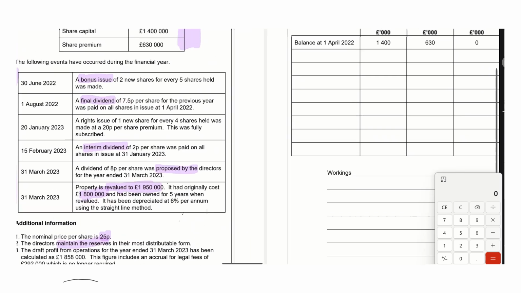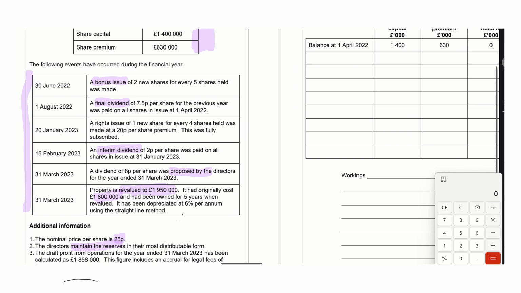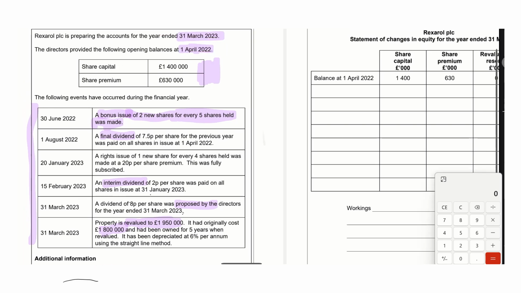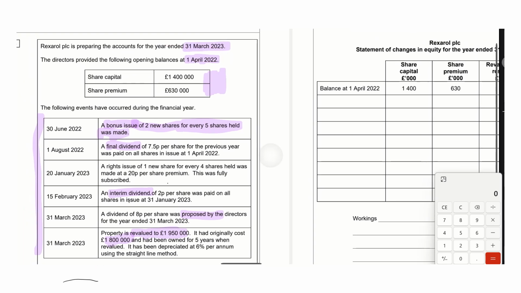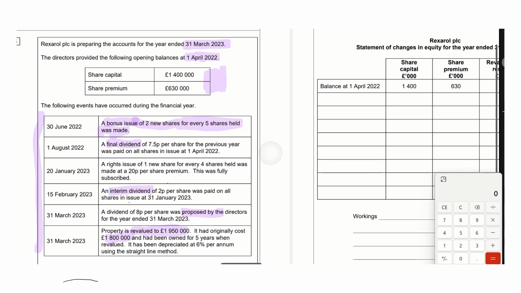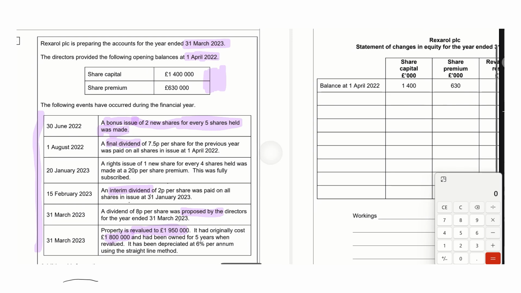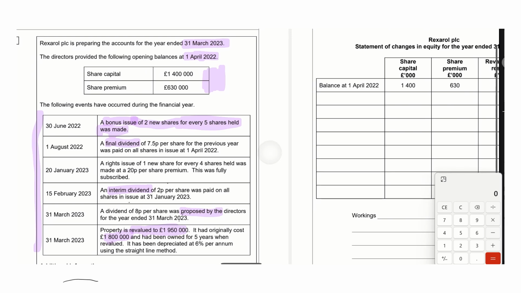So let's start with the first activity of the year, which is a bonus share. A bonus issue of 2 new shares for every 5 that have been held was made on the 30th of June 2022. First, we think about whether that relates to our financial year, and it does, because it's after the 1st of April 2022 and before the 31st of March 2023.